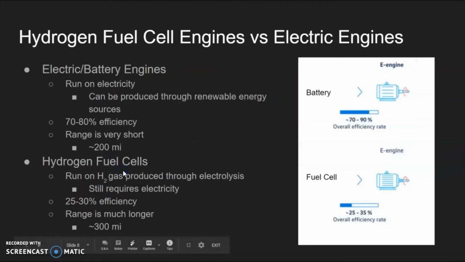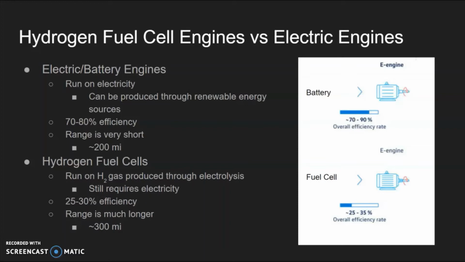Now let's compare hydrogen fuel cells to another renewable energy source that can be used for motor vehicles. Car batteries, or electric batteries. Electric battery engines run obviously on electricity. The electricity that powers most electric cars that are on the road today unfortunately does come from fossil fuels, but renewable energy sources can be used in lieu.